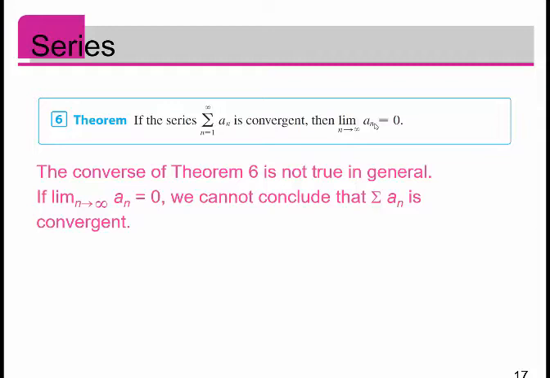So the converse of theorem 6 is not true in general. If the limit as n goes to infinity of a sub n is equal to 0, we cannot conclude that the summation is convergent. Only convergence guarantees that the limit of a sub n as n goes to infinity equals 0.